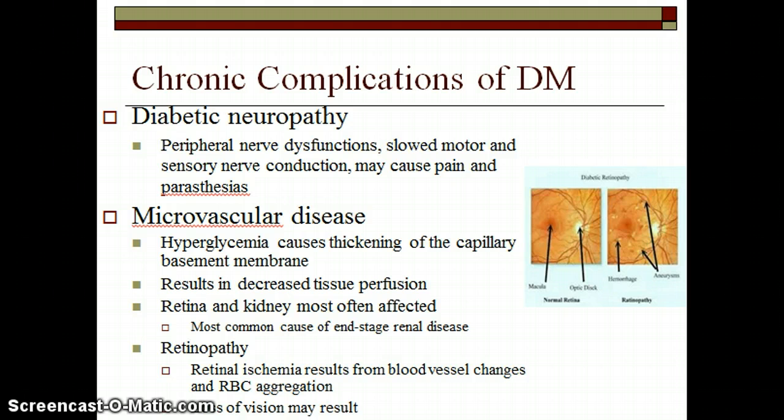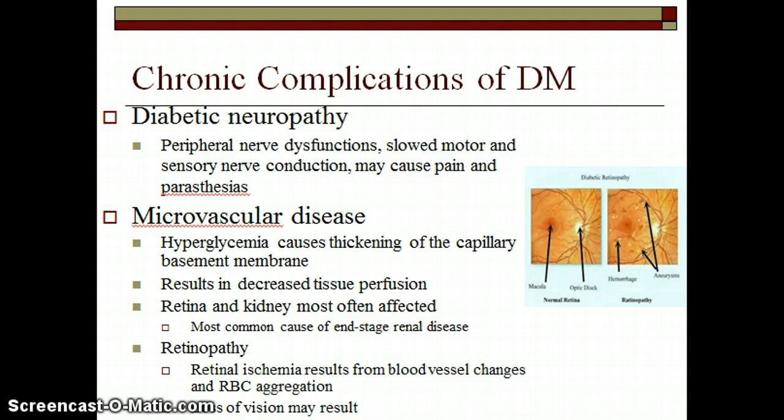So the first very common type of diabetes complication that we get is diabetic neuropathy. That's where our peripheral nerves start to dysfunction. They get damaged because of the effect of that increased glucose on our circulation and vasculature. We end up with peripheral nerves slowing conduction signals, and that may end up causing pain, numbness, tingling, things like that.